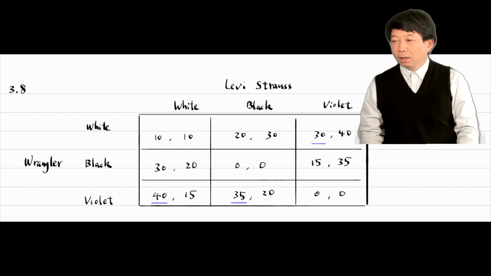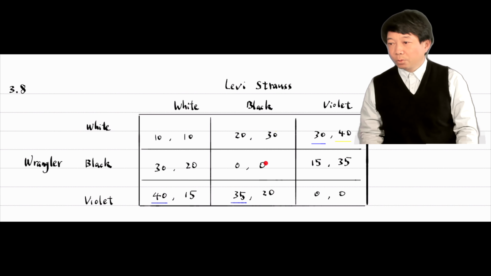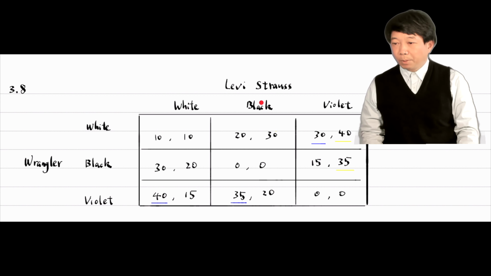Next, we figure out Levi's strategy. Given that Wrangler chooses white, Levi gets 10 if it chooses white, 30 if it chooses black, and 40 if it chooses violet. Levi's best response is violet. We underline its profit 40. Given that Wrangler chooses black, Levi's best response is violet. We underline its payoff 35. Given that Wrangler chooses violet, Levi's best response is black. We underline its payoff 20. Levi does not have a dominant strategy either.